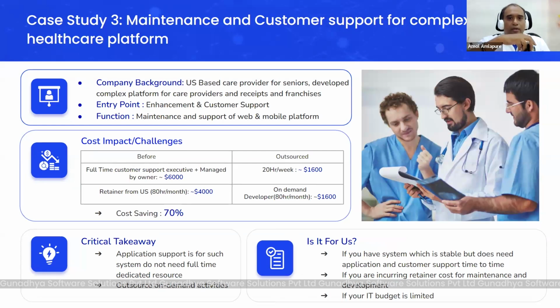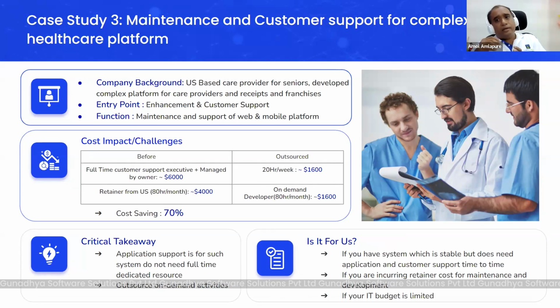Okay, so we are at the final case study. Again, I have taken a very common scenario, but I wanted to cover this one to showcase the most optimal area to outsource for small or micro enterprises. So this is our ongoing assignment.